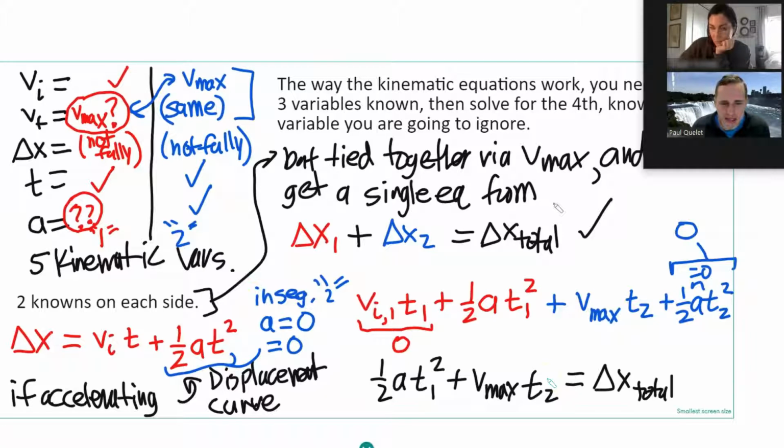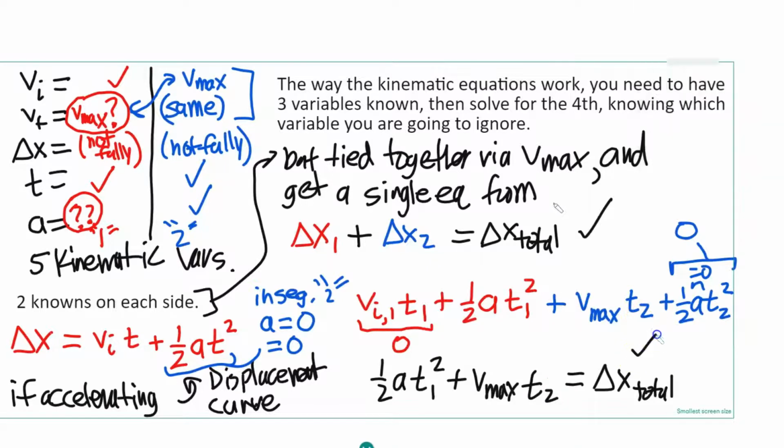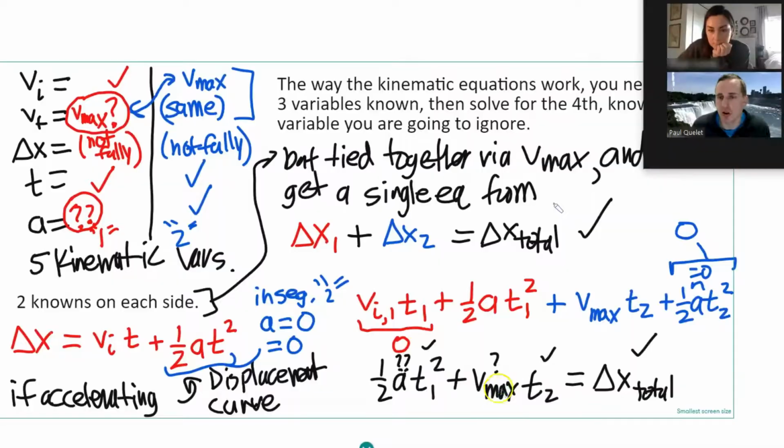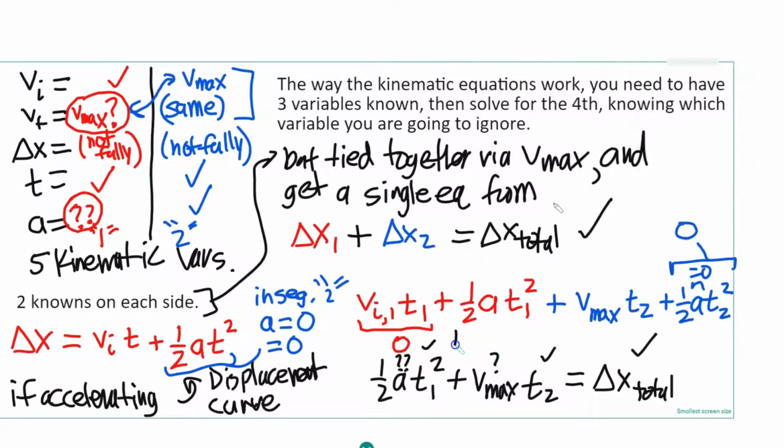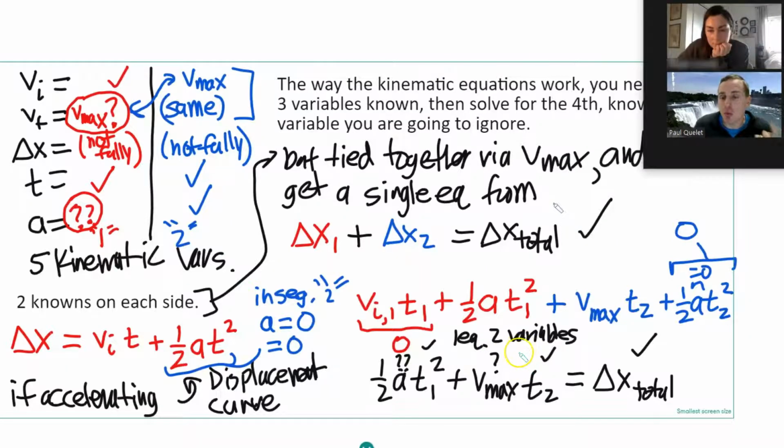Right. One half a t1 squared plus v max t2 equals delta x t total, right? Notice we have the times, but we don't have this, the double question mark, and we don't have this, the single question mark. So here's the deal. We have one equation, two unknowns. Let me write that down. One equation, two variables.